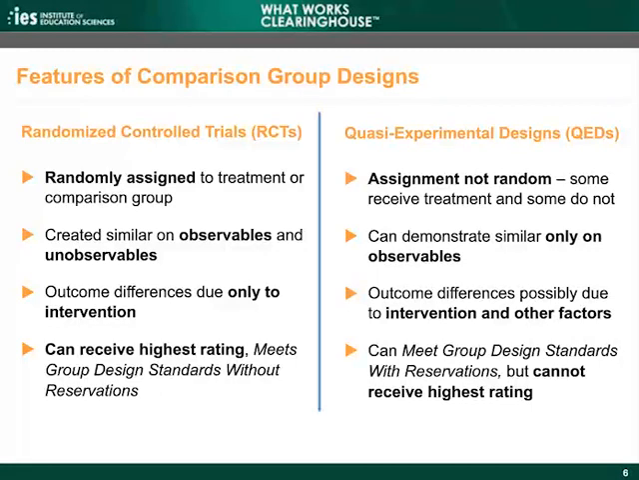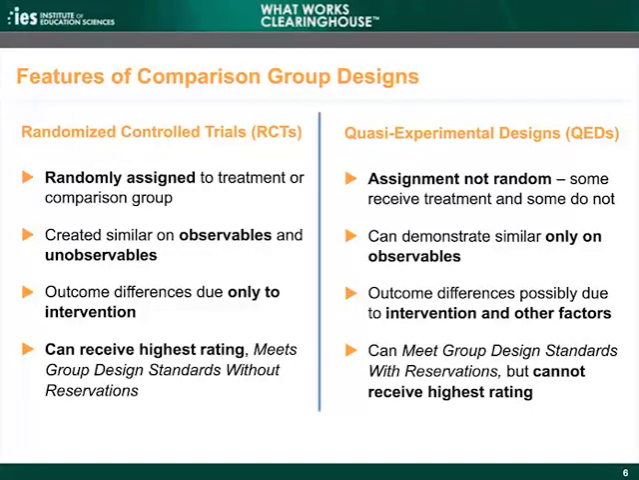Randomized controlled trials, or RCTs, are considered the gold standard in evaluation research. That's because when participants are randomly assigned to the treatment or comparison group, they should be similar on both observable and unobservable characteristics. In that case, as the only difference between the groups is the exposure to the intervention, any differences in outcomes can be attributed to the intervention. This type of study can receive the highest rating, meets WWC group design standards without reservations, since we have the highest level of confidence that the findings are caused by the intervention.